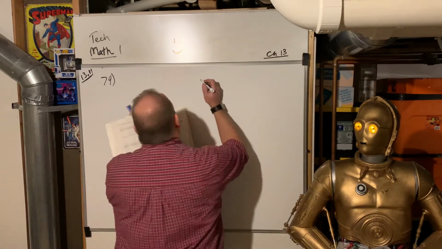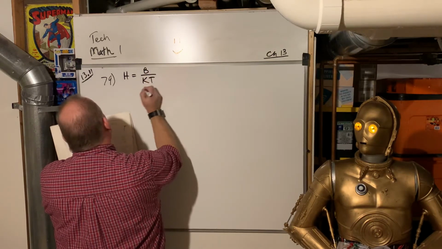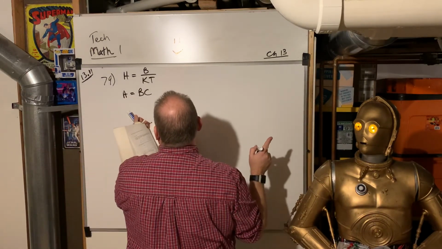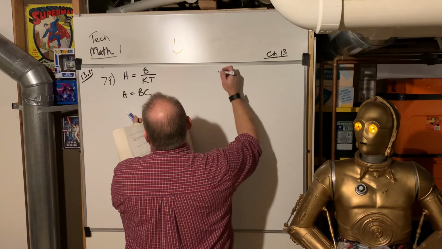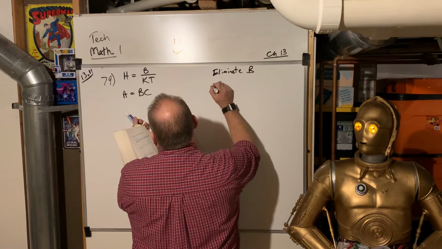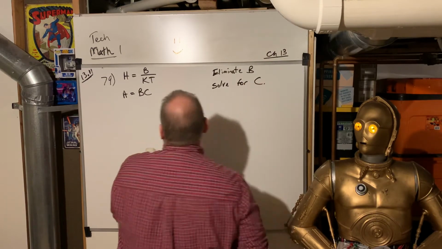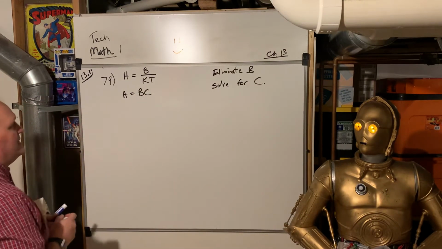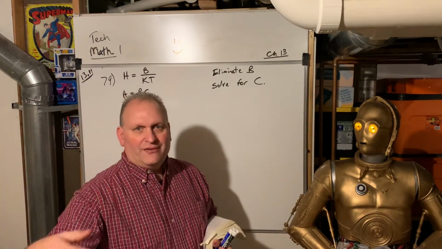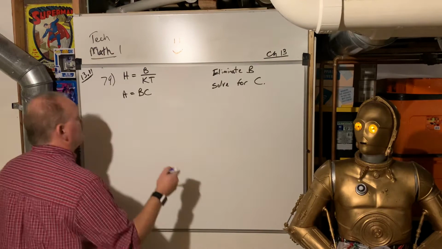All right. So here, these are the equations. They gave us H is equal to B over KT. They gave me A is equal to BC. And they want to eliminate B and solve for C. Okay, so basically they're saying the equivalency just means it's a substitution. You're still doing substitution. It's just you're solving for B on both of them and then subbing one into the other. That's all. So it's a pretty easy process here.